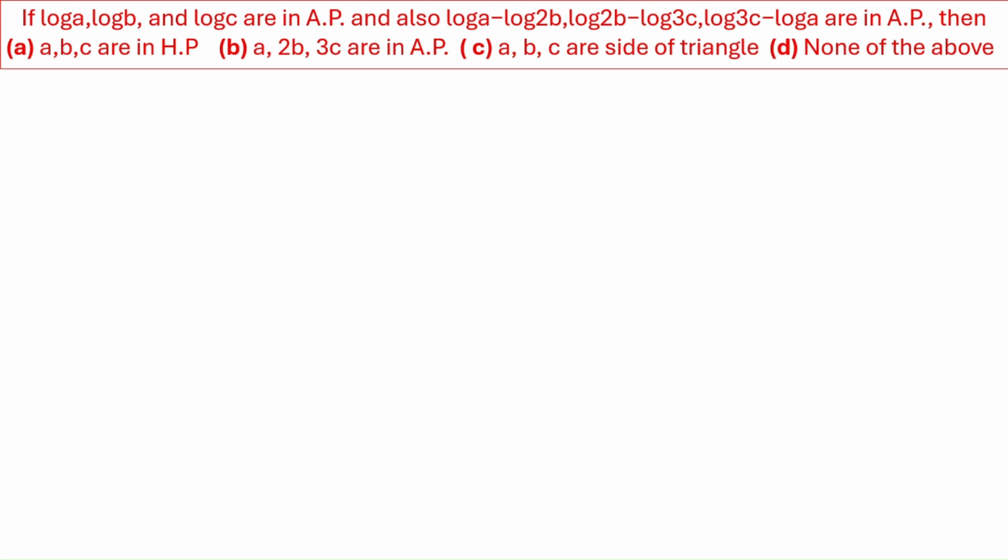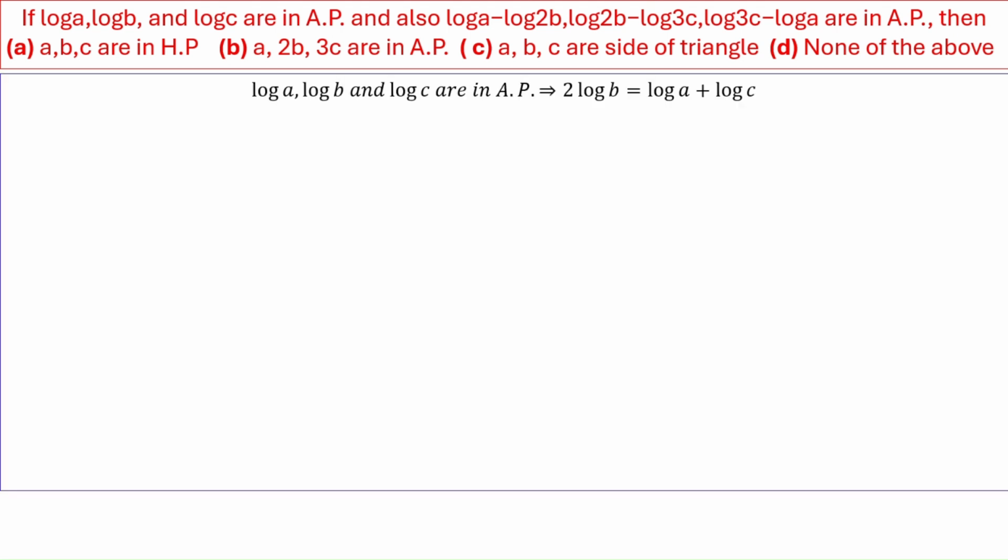Next. If log A, log B and log C are in AP, arithmetic progression, and also log A minus log 2B, log 2B minus log 3C, log 3C minus log A are also in AP, then 4 options are given. Actually we will get multiple options, so I just put the question as is. What are the options? First thing is very simple.